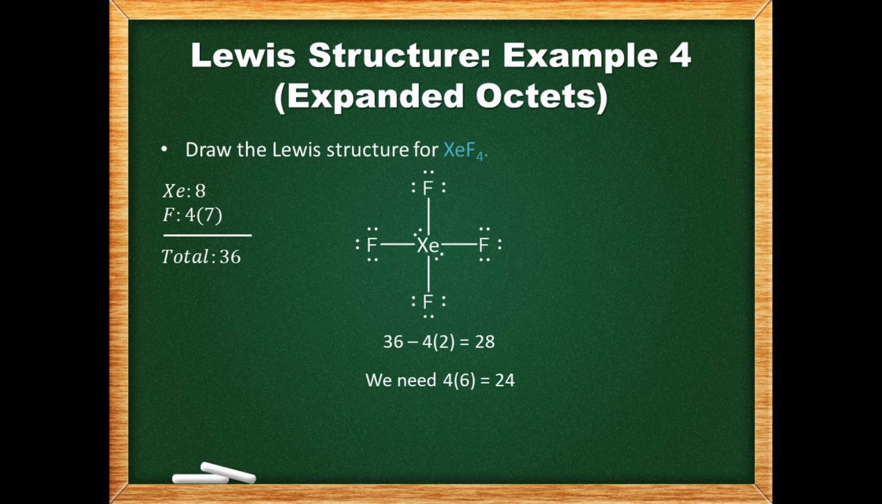This structure makes perfect sense since each fluorine has 7 valence electrons, and hence is sharing 1 electron, while the central xenon has 8 valence electrons and shares only 4, so 2 lone pairs are left over. As a final check, we verify all 36 valence electrons are accounted for in the Lewis structure.